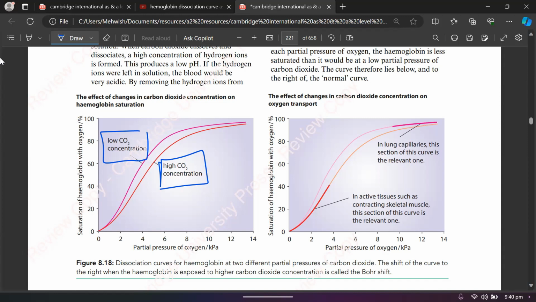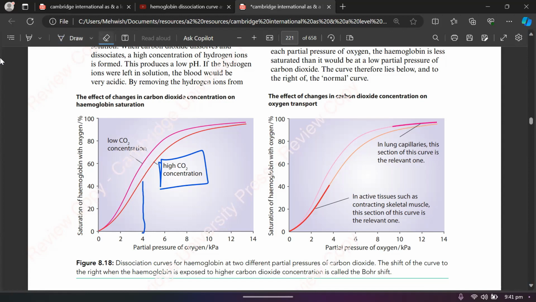What do we mean by Bohr's shift? Bohr shift means that when there is low carbon dioxide concentration, the hemoglobin saturation is achieved quickly or efficiently, even at low partial pressure of oxygen. Let me give you an example here. I cannot make a straight line here, but I'll try my level best. So for example, this is the oxygen partial pressure 4, and this is the hemoglobin saturation.